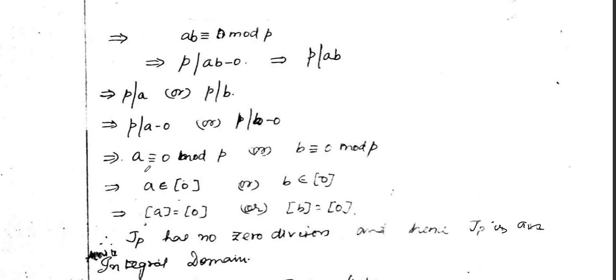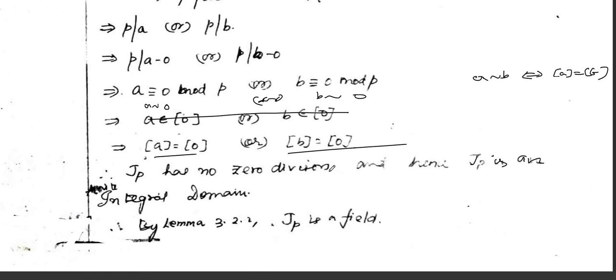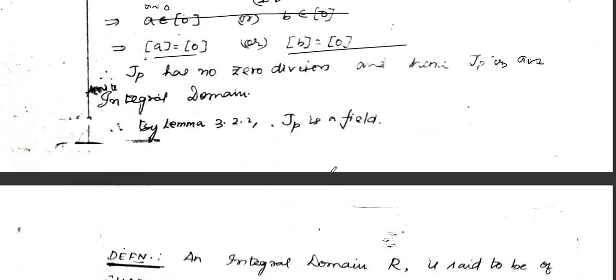Which means straight away we can have a related to 0 or b related to 0. This need not be given. And whenever, by the property of equivalence class, a related to b is implied by and implies class a equals class b, using that we have class a to be 0 or class b to be 0. So Zp has no zero divisors. So it is a finite integral domain and therefore it forms a field.